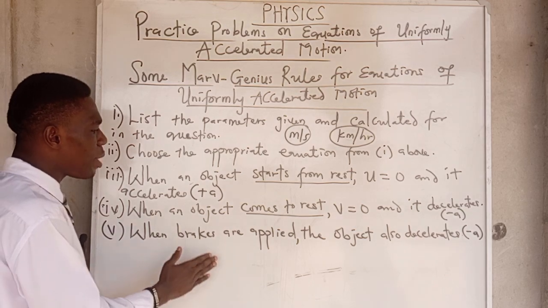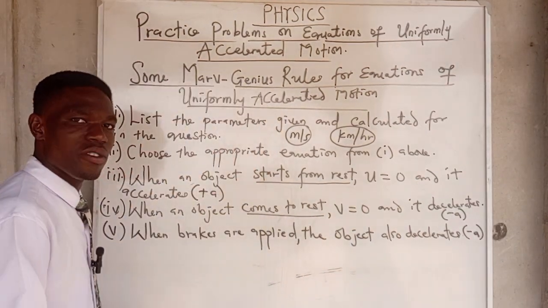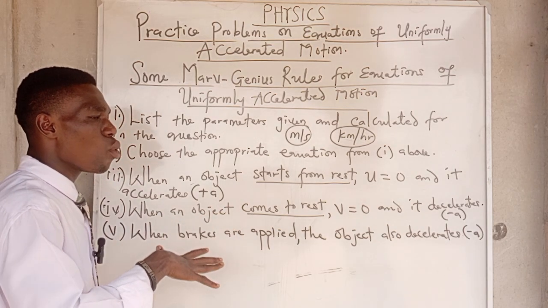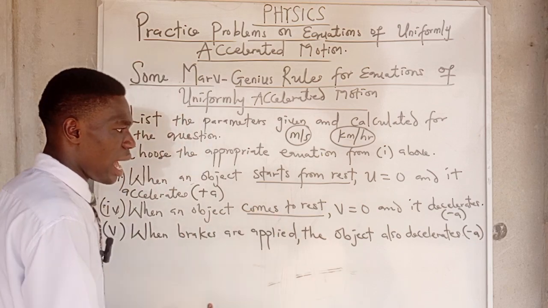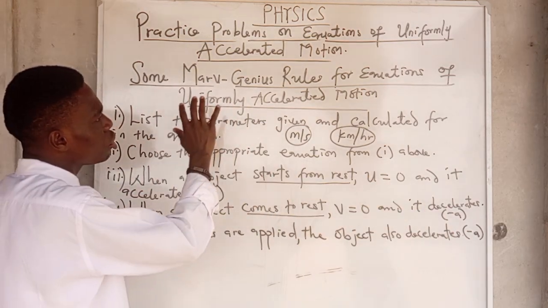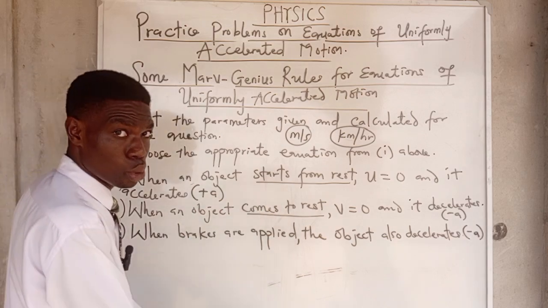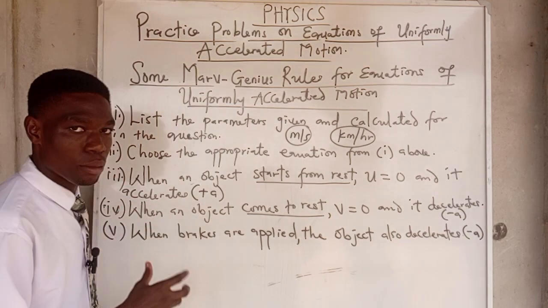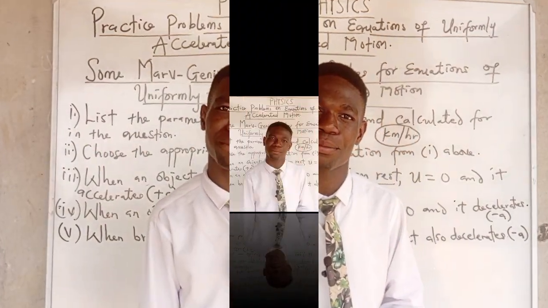And then also when brakes are applied, the object also decelerates. Of course, when a car is moving and you apply brakes, you see that the car will now want to stop. The car will now reduce its velocity, and that is also deceleration. So these are some of the rules that I can write out for now for you, and I think this will do for you to solve problems on equations of uniformly accelerated motion. Now, having said all of this, let's now dive into the problems.